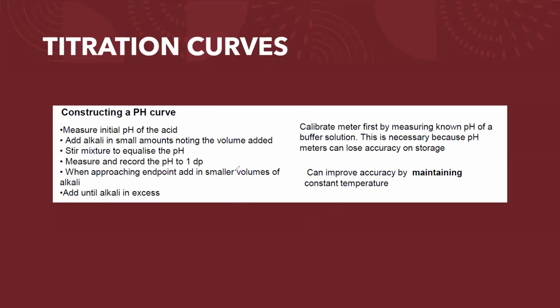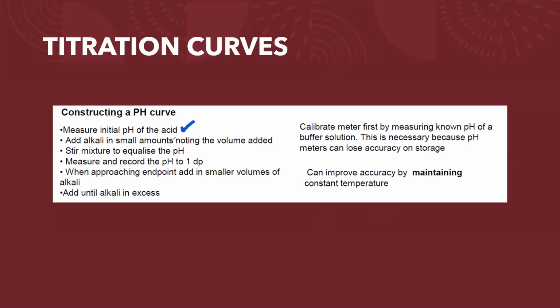So we can construct a pH curve which shows the change in the pH when acid is added to alkali or alkali is added to an acid. First, we'll measure the initial pH, because when we measure the initial pH, we can identify what the starting point should be.